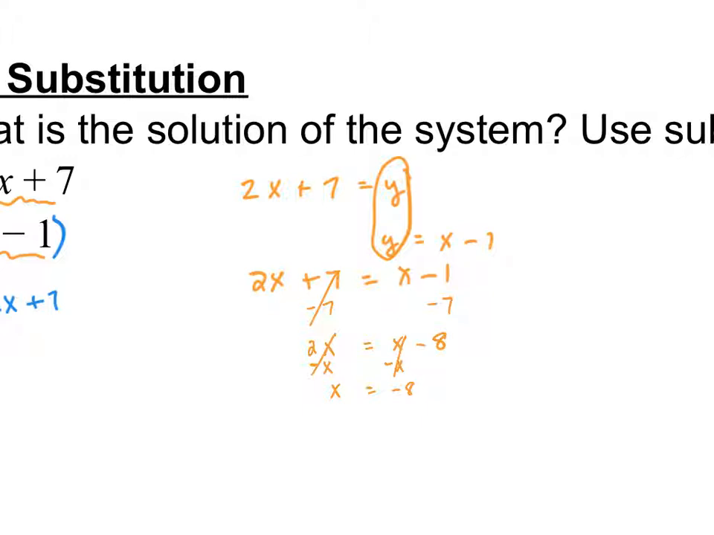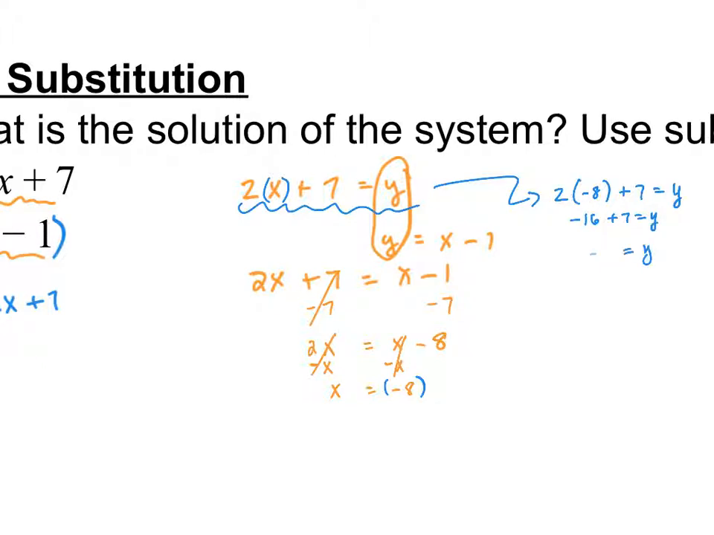Now, just because we know that x is equal to negative 8 doesn't solve our system. What we need to do is go back and look at the equation that we originally started with, and do some substitution. If we know that x equals negative 8, that means we can substitute that back into one of our original equations and find out what y is going to be equal to. So in doing so, I'm going to have 2 times negative 8 plus 7 is equal to y. Doing some multiplication and combining like terms, I have negative 16 plus 7 is equal to y, or y is going to be equal to negative 9.